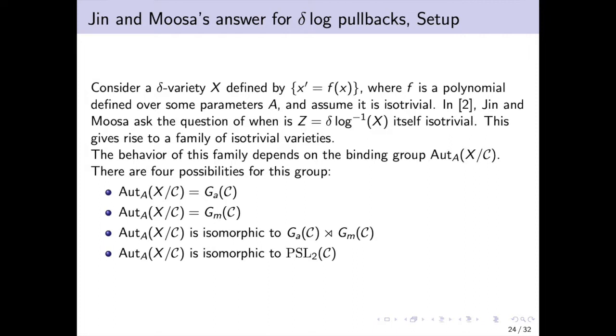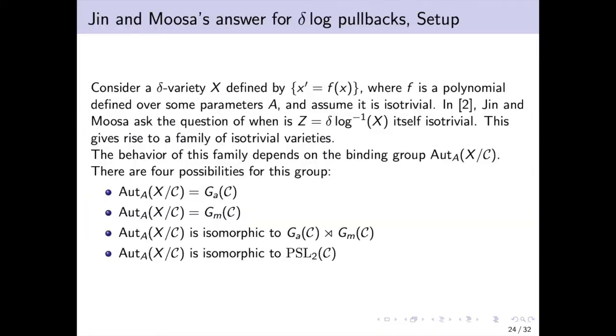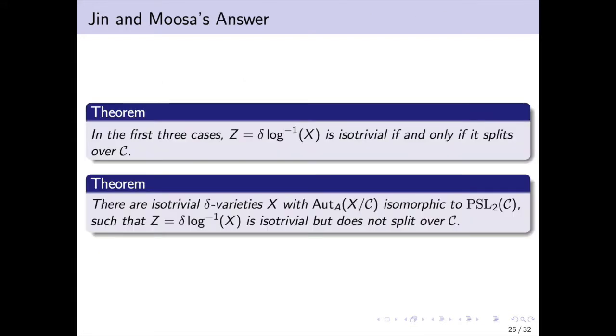And so the result that they get is that in the first three cases, when we have one of these three groups, then this is isotrivial if and only if it splits. So if it is isotrivial, it's for a very, very strong reason: it's just a product of two isotrivial things. But then there are counterexamples when the binding group of X is PSL2. So we have isotrivial delta varieties such that the pullback does not split, but is isotrivial. And it's actually the Riccati equation, if I remember correctly.